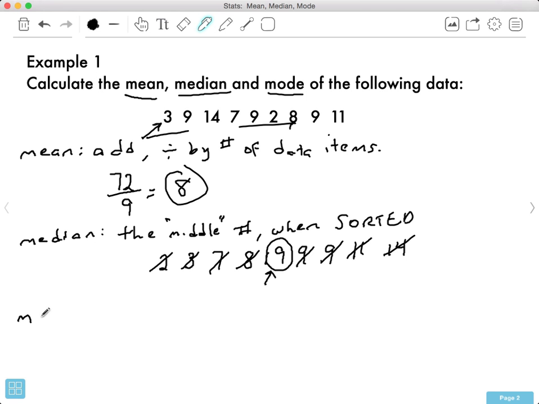And then the mode is the number that occurs most often. So when I look in the list, either my sorted list or the original list, I see there's 3 9s. That's in there more than any other number. So the mode for this data is 9.